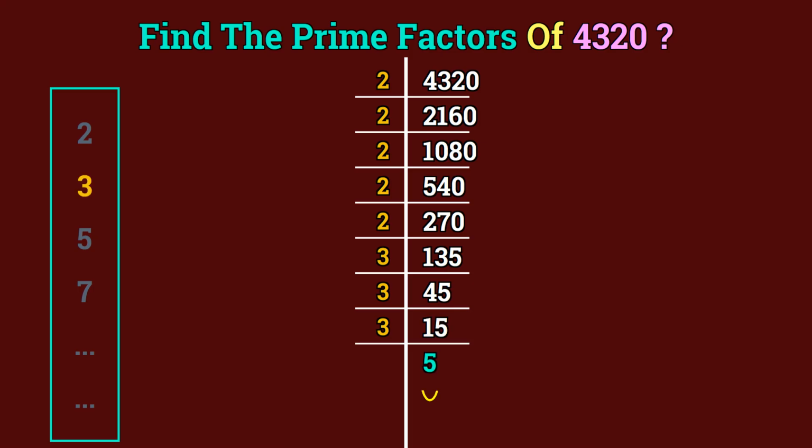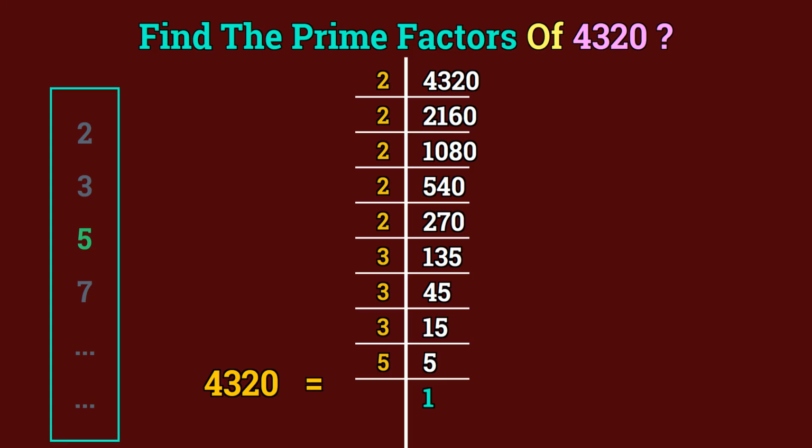Dividing 5 by 3, the result is not integer. Since the result is not integer, so we will try to divide by the next number. Dividing 5 by 5, which equals 1. So 5 divided by 5 equals 1. And we are done.